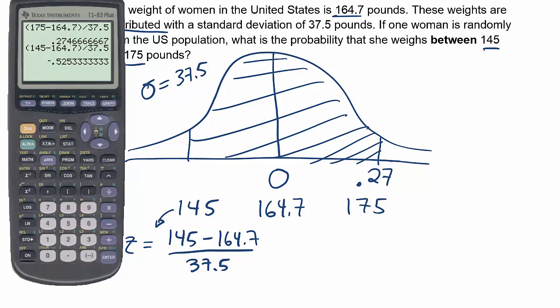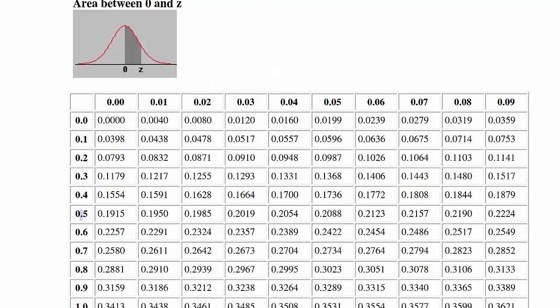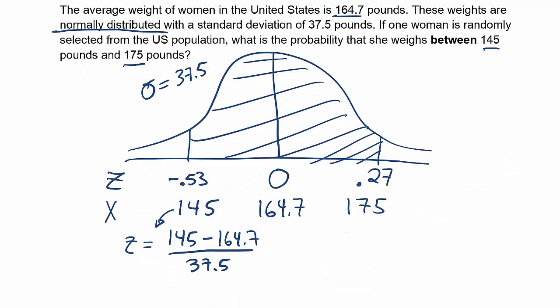And when we're done, we get the decimal answer to two decimal places of minus 0.53. Right, rounding off to two decimal places, this 5 makes this 2 become a 3, so it's minus 0.53. All right, if I look up 0.53, let's see what that gives me. So here's 0.5, and 0.53 gives me 0.2019.